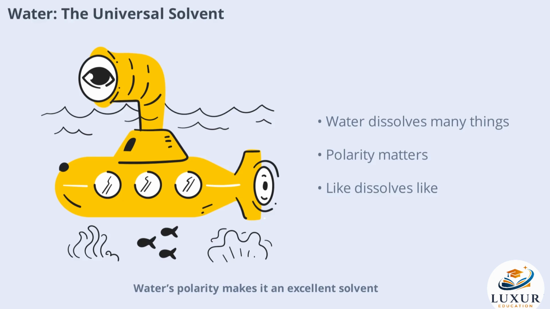It can surround and separate charged particles, allowing many substances to dissolve. However, water can't dissolve nonpolar molecules like oils and fats. This is why oil and water don't mix. The rule of thumb is like dissolves like. Polar solvents dissolve polar substances and nonpolar solvents dissolve nonpolar substances. This principle is key in chemistry and biology.